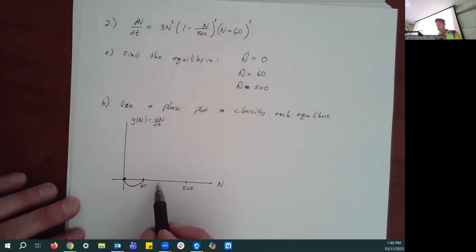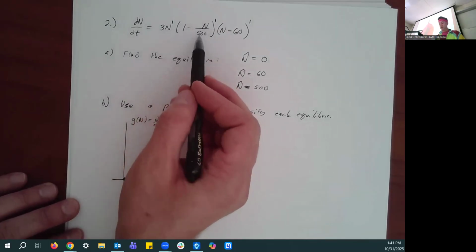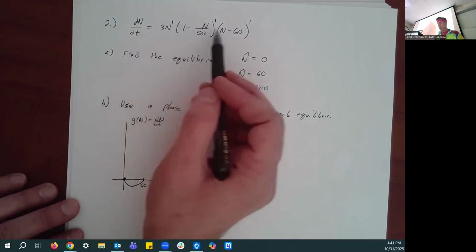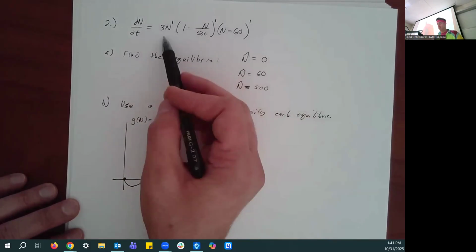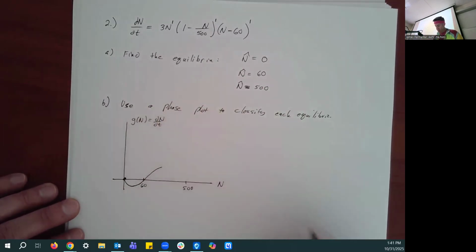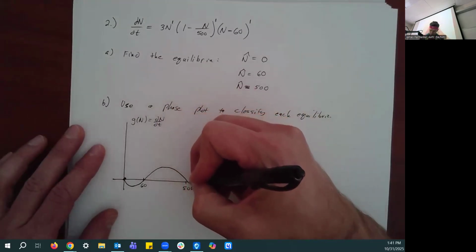If you plug in, say, like 100, 3 times 100 is positive. 1 minus 100 over 500 is still 1 minus a number that's smaller than 1, so it's still positive. And 100 minus 60 is also positive. So it's a positive times a positive times a positive. The whole thing's positive. So we're positive in this region. And then when we come back down towards 500, we're going to cross again. Oops, I missed it. Oh, well.